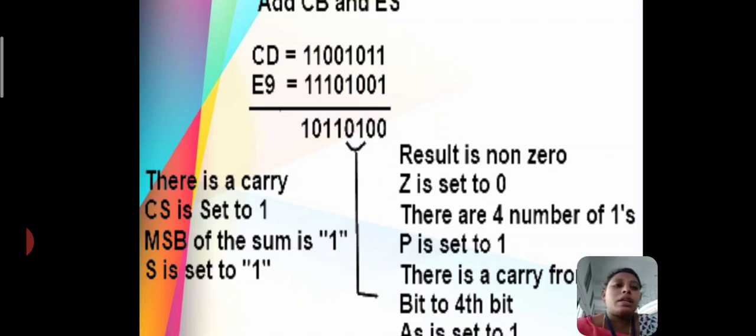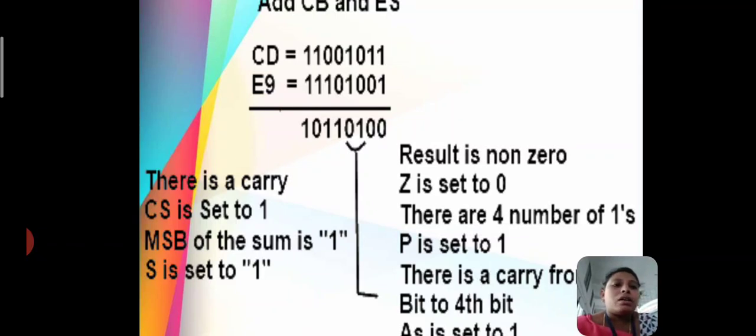If the result contains all zeros, the zero flag is set to 1. Here we see the result 10110100. The result contains ones and zeros, so it is non-zero. Therefore the zero flag is set to 0, that means it is reset. If the result contains all zeros, then the zero flag is set to 1. This is about the zero flag.